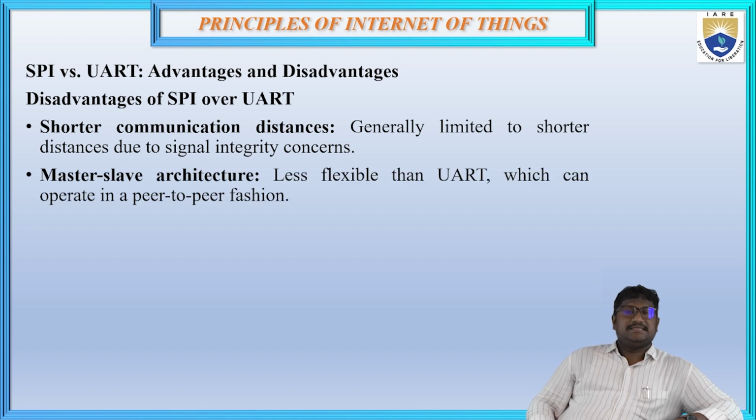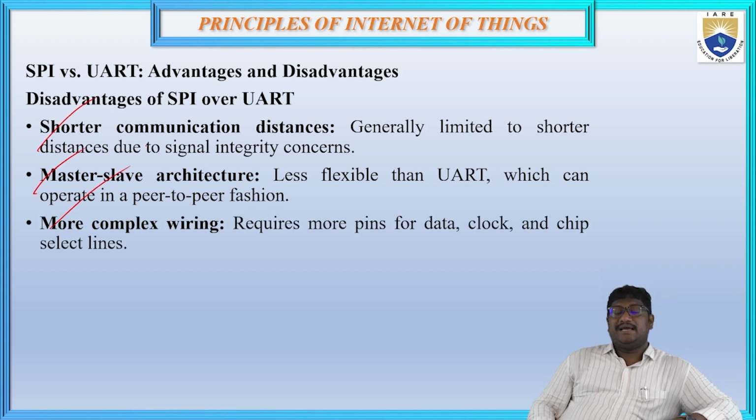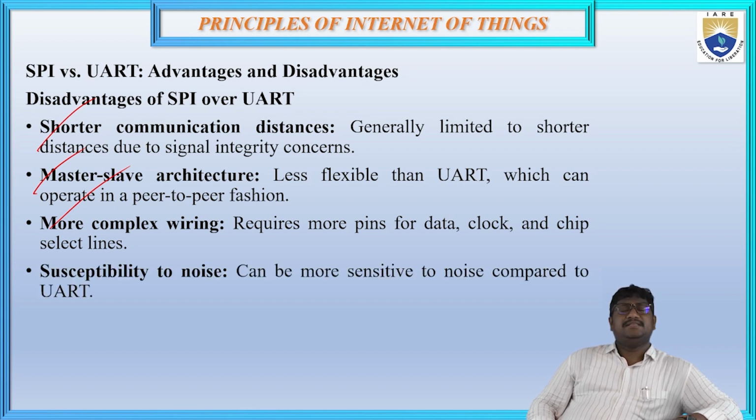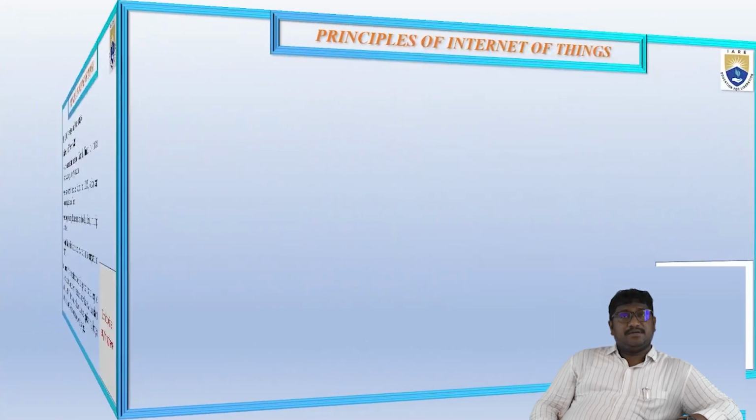Master-slave architecture is less flexible than UART. Why? Because UART is designed in a peer-to-peer fashion, and SPI also has more complex wiring. It requires pins for data, clock, and chip select lines, multiple things are there. So it is more complex wiring compared to UART, and there is susceptibility to noise. It is more sensitive to noise compared to UART. In summary, SPI is suited when you require high-speed data transfer between a master and a few slaves within a short distance. UART is suited for lower data rates and longer ranges, and is more flexible in topologies.